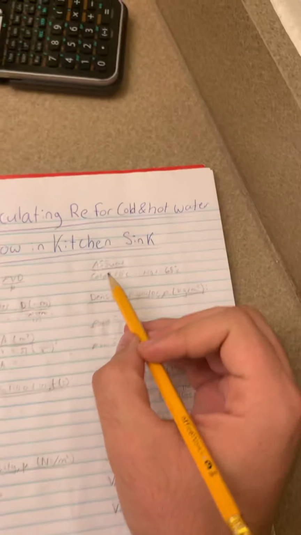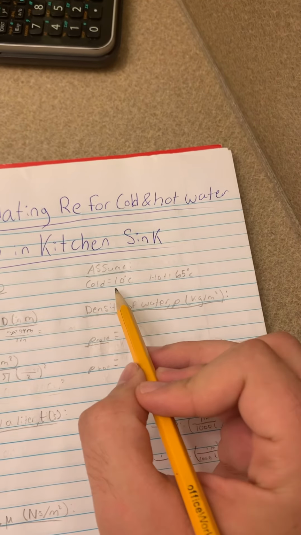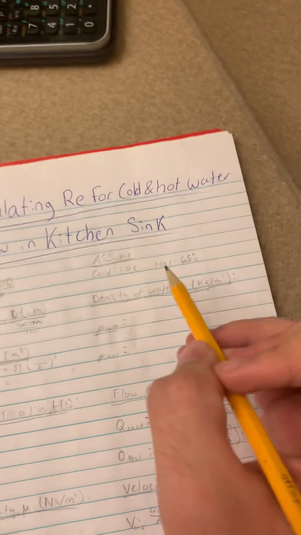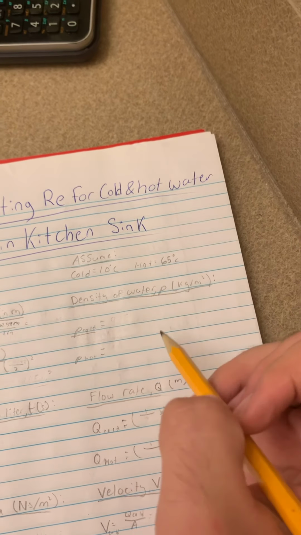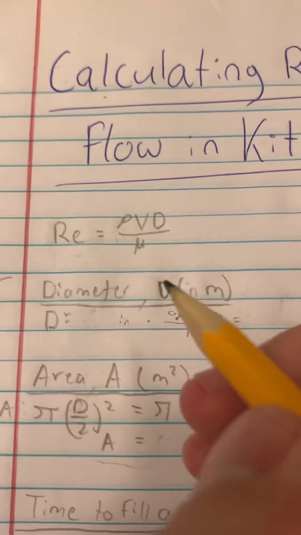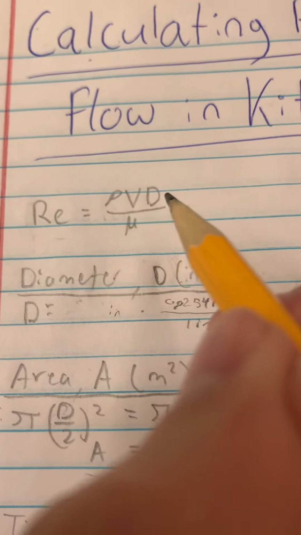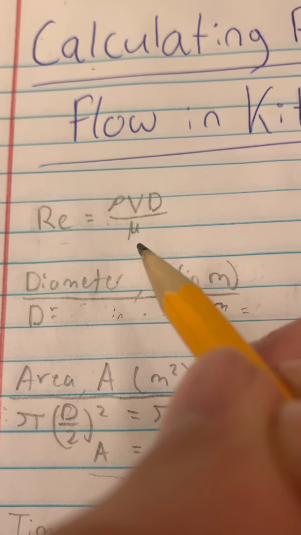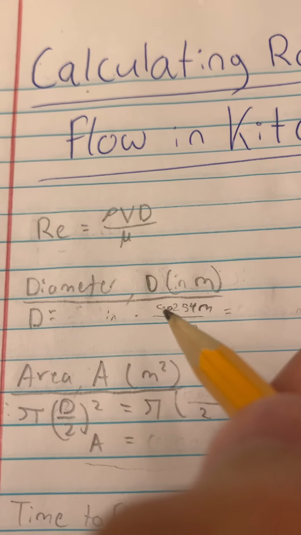We're demonstrating a little bit of fluid dynamics by calculating the Reynolds number of both cold and hot water flow in your kitchen sink, or dormitory sink, because that's all I have. We're going to assume that the cold water is approximately 10 degrees Celsius, while the hot is approximately 65 degrees Celsius. To find the Reynolds number, you're going to need the density, velocity, diameter of the faucet, and the viscosity of the water.